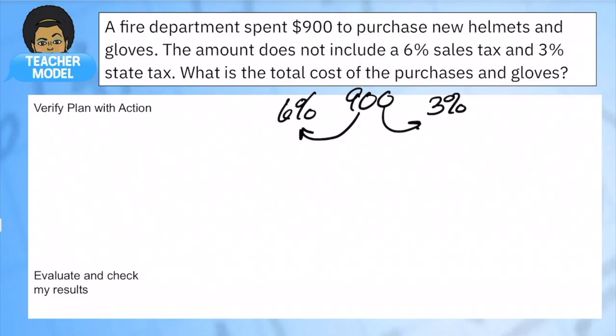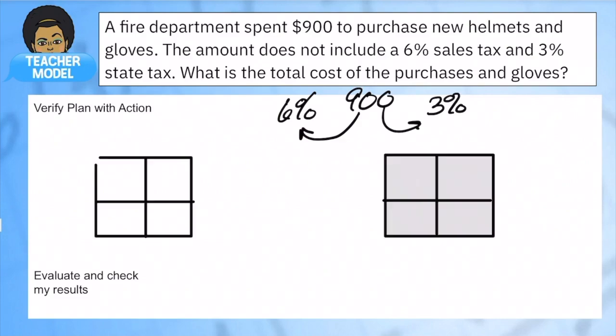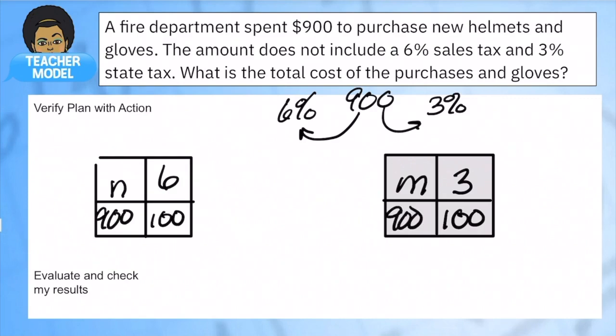So we are going to use two tables. And in this case, I do want just that piece, the 6% and the 3%. Why? Because I'm going to take those pieces and add them to the 900. Matter of fact, I'm going to use two different letters. So I'm going to add whatever N is and whatever M is, I'm going to add both of those to the 900. So again, these are just part to wholes.